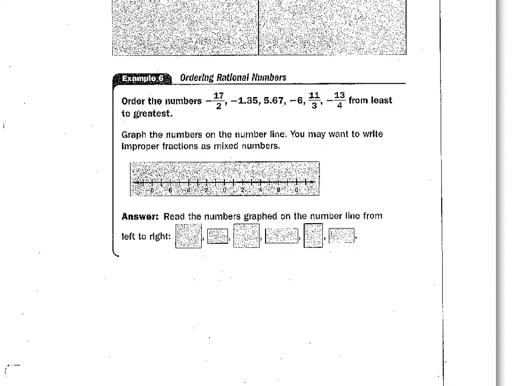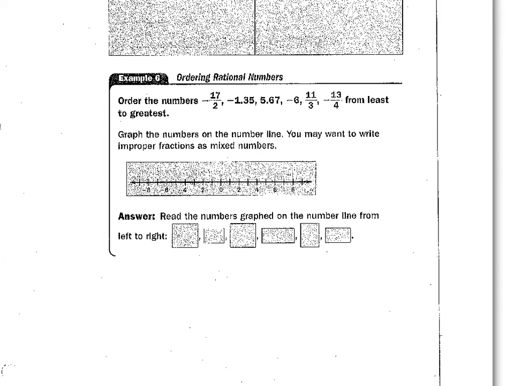Alright, the last thing we're going to do is arrange these numbers on a number line from least to greatest. And what we need to do is put them all in the same form. Okay, so negative 17 over 2, when you divide, is negative 8.5. So I'm going to go over here to negative 8.5 and put that there and write negative 17 over 2. Negative 1.35 is a little bit past, which is about right here. That's negative 1.35.